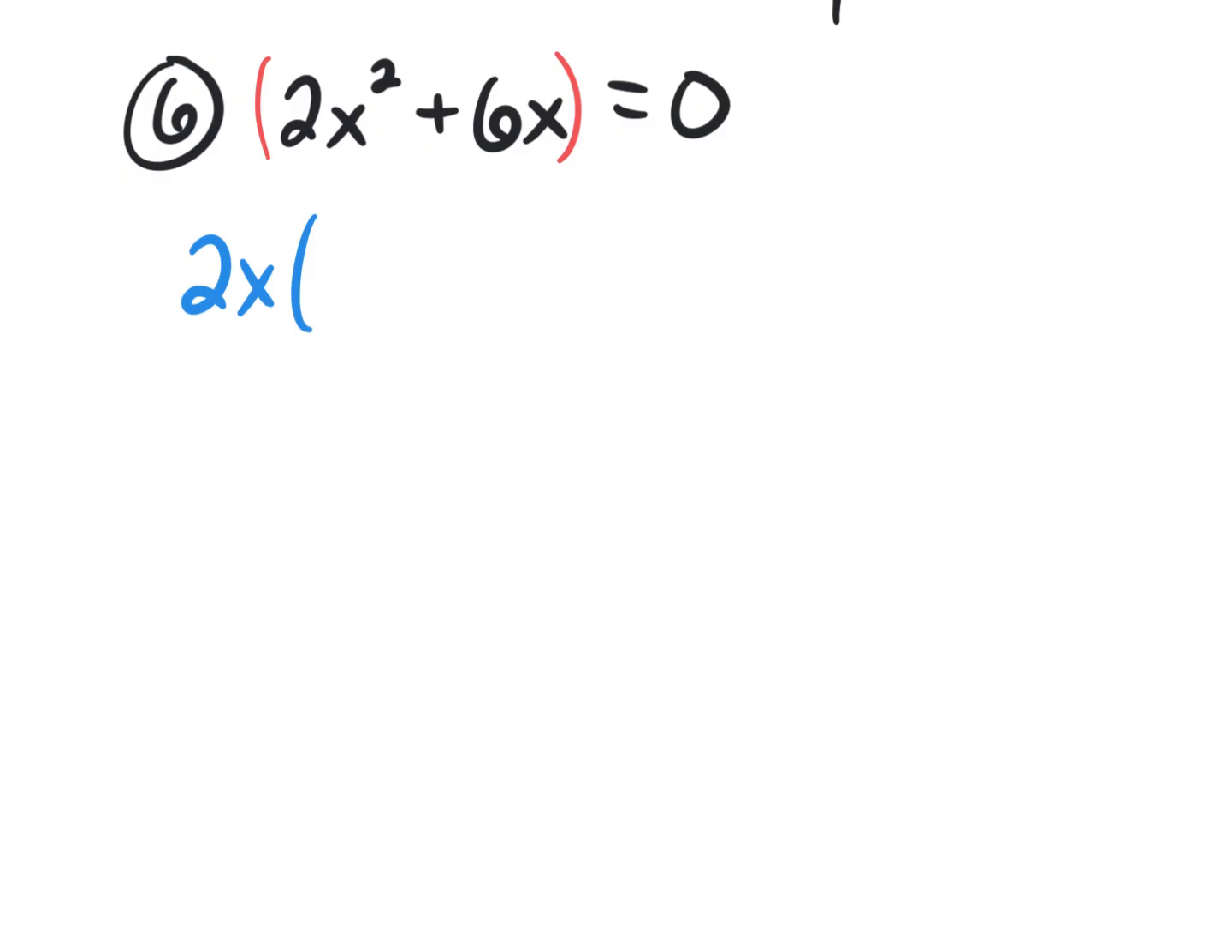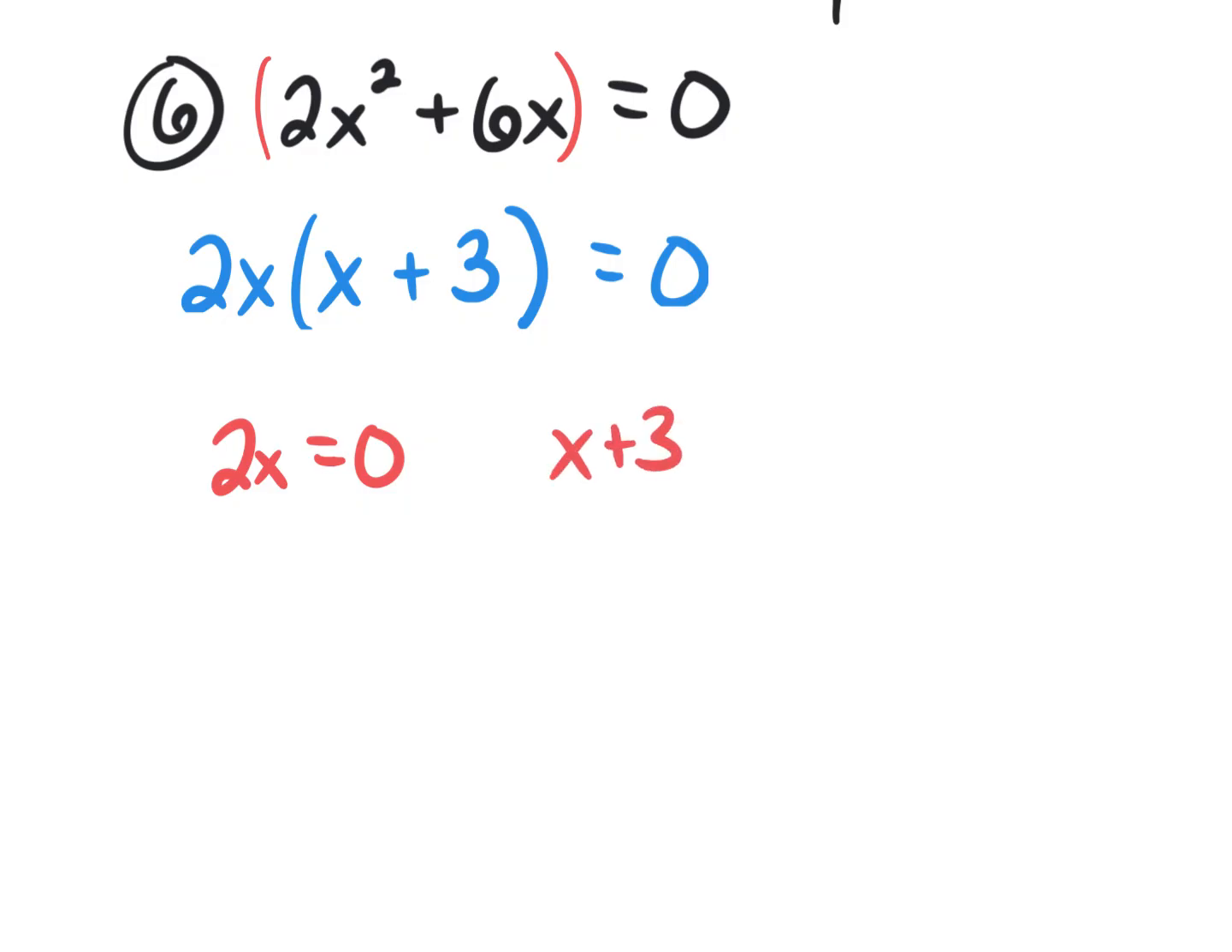1, right? And then what's x squared divided by x? How many are left? 1x left, yep. Plus, what's 6 divided by 2? 3. Is there an x left? No. Equals 0. Can we factor either of these any farther? No, so what do we do here? Right, we're going to set them equal to 0. So 2x equals 0 and x plus 3 equals 0.